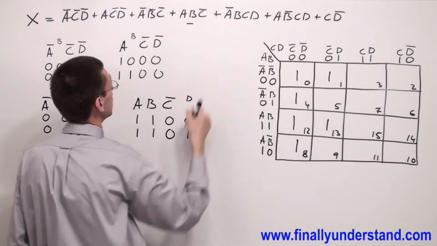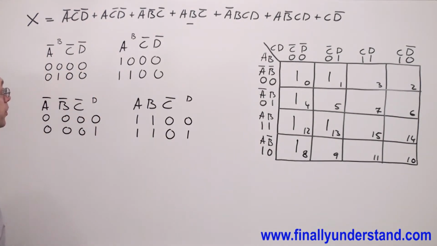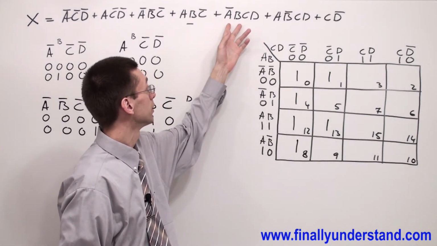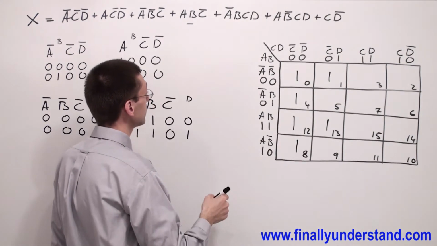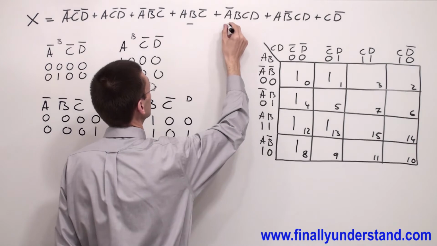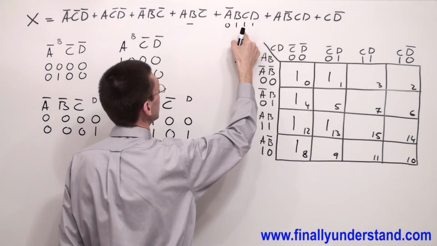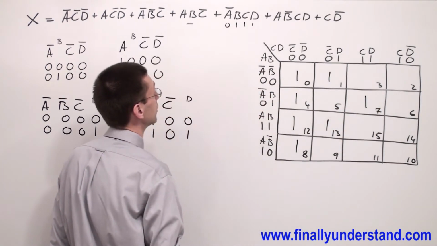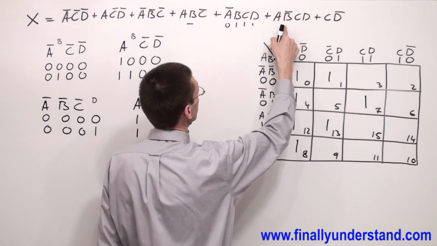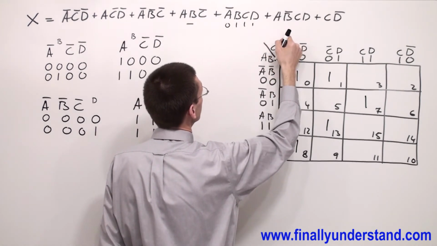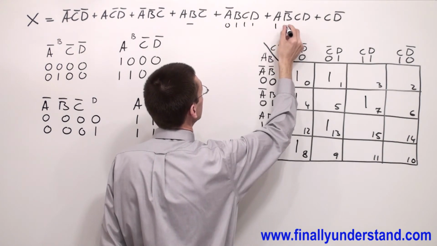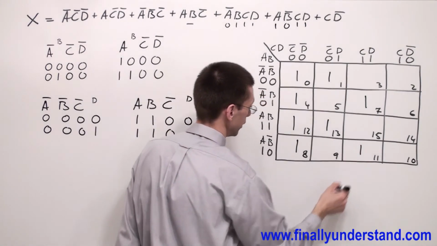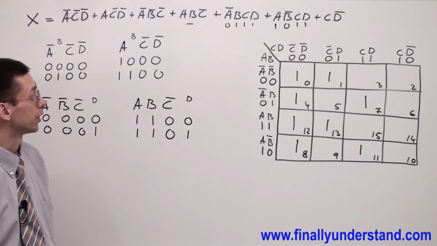Okay, let's take a look at this one. I have A naught, B, C, D. This term has 4 variables already. This is standard form, so I'm going to go straight to that particular cell. This is 0, 1, 1, 1. This is binary 7, so I'm going to write 1 in cell number 7. This is also standard form because it has 4 variables. I have 1, 0, 1, 1. This is binary 11, so I'm going to write 1 in cell number 11.